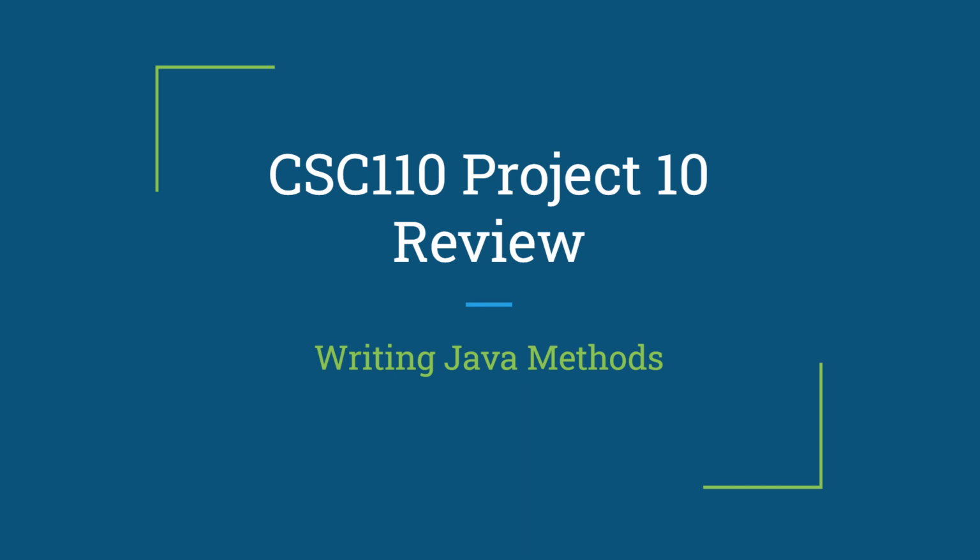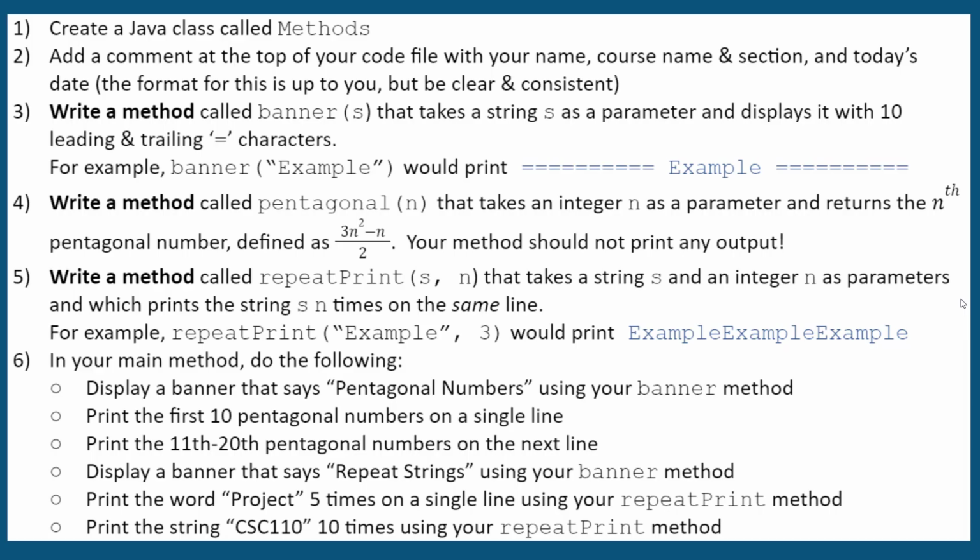In this video, we're going to review the solution for project 10, where you are asked to write 3 different Java methods. So here's the project description. The first 2 steps are just getting your class ready to start writing code. Then we're going to write 3 methods, and then we're going to write a main method that tests our method. When you're writing code, you want to make sure you're testing it as you go. So we'll update our main method, adding calls to our methods as we write those.